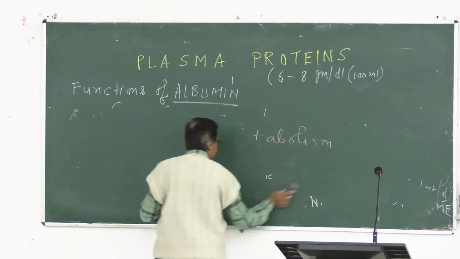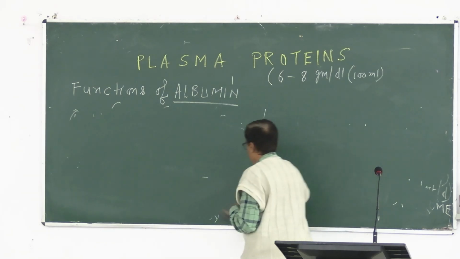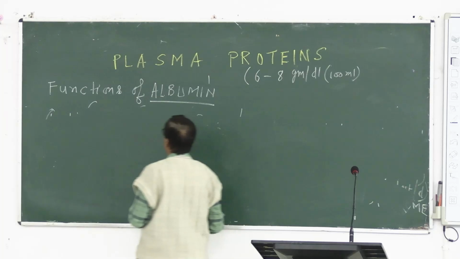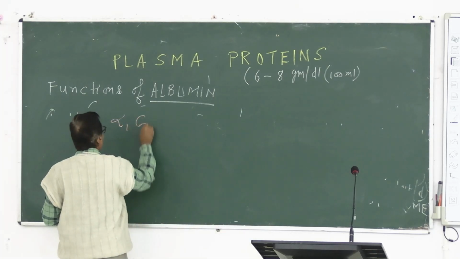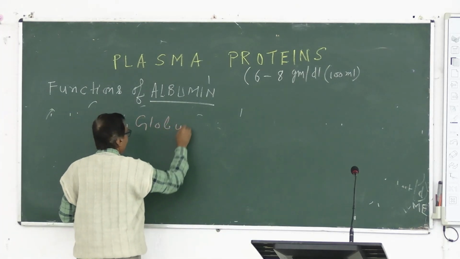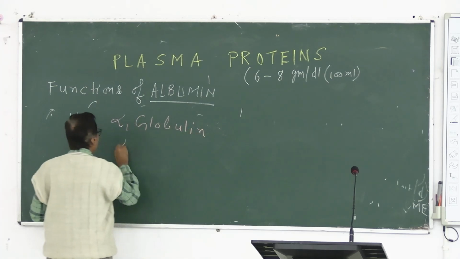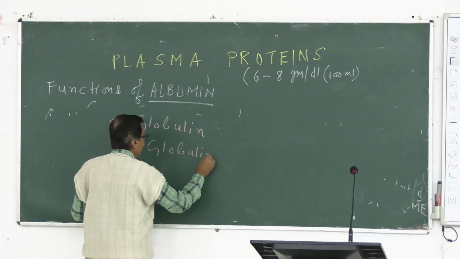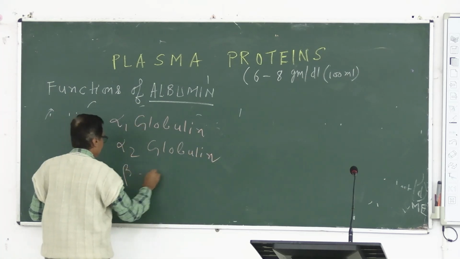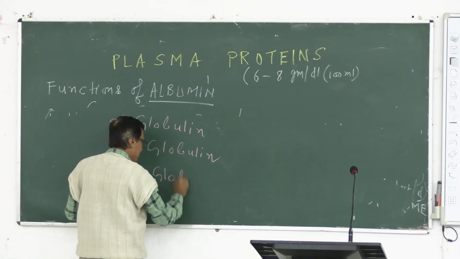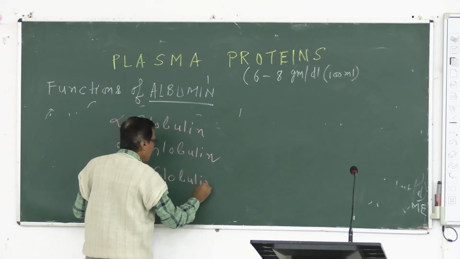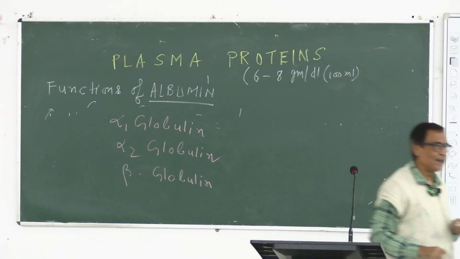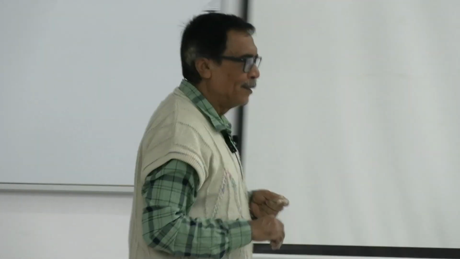Now, what are the examples of the alpha-1 globulin? Alpha-1 globulin, alpha-2 globulin, beta globulin, and gamma globulin I have mentioned. Gamma globulin, there are 5 types. For immunoglobulins, there will be a separate class on immunoglobulin, the structure of the immunoglobulins.